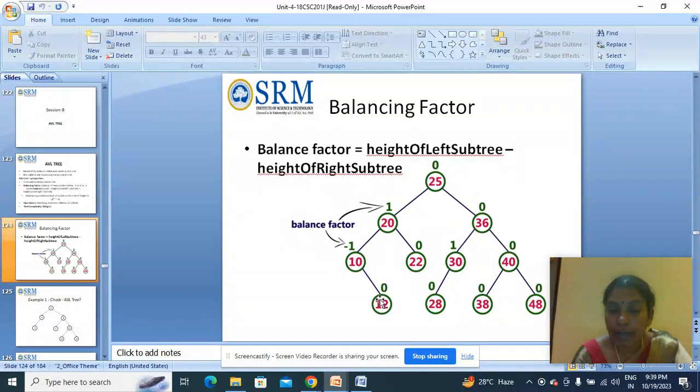For the 10, the right subtree height is 1. So 0 minus 1 is -1. So this is the balance factor of node 10. Next, let us take 20.